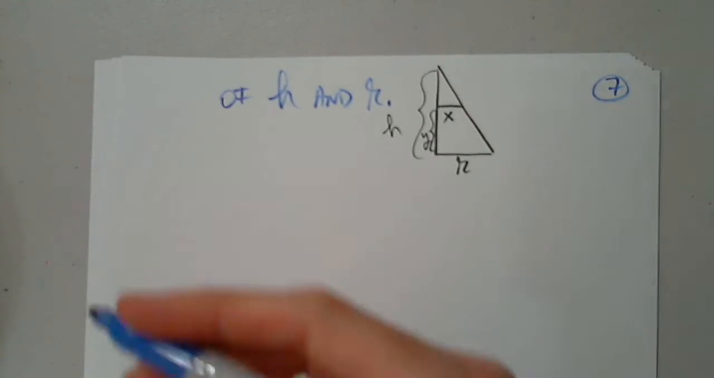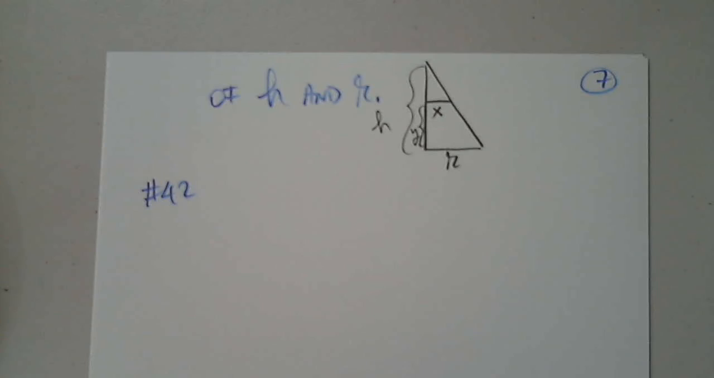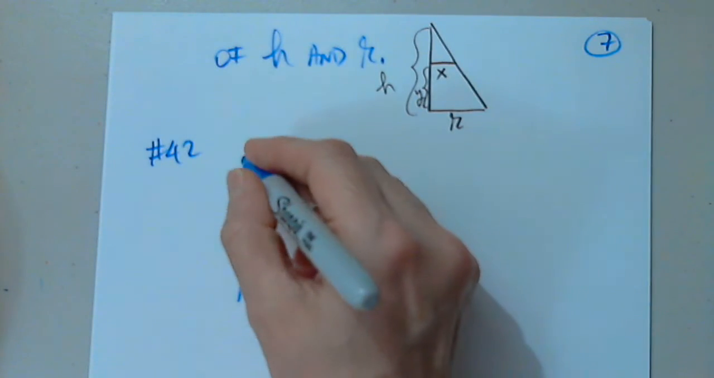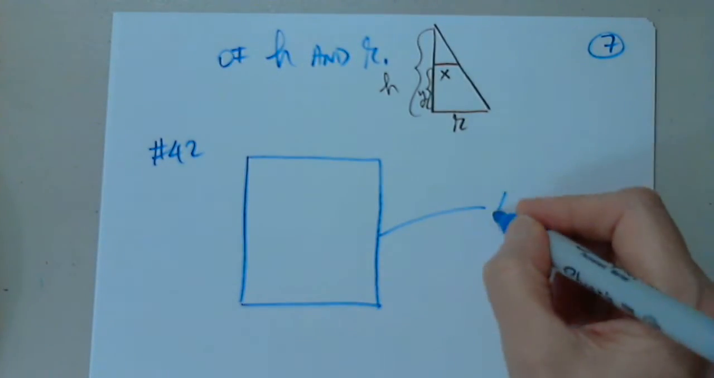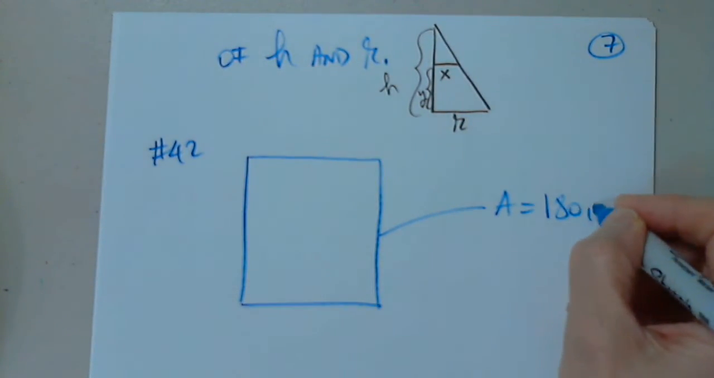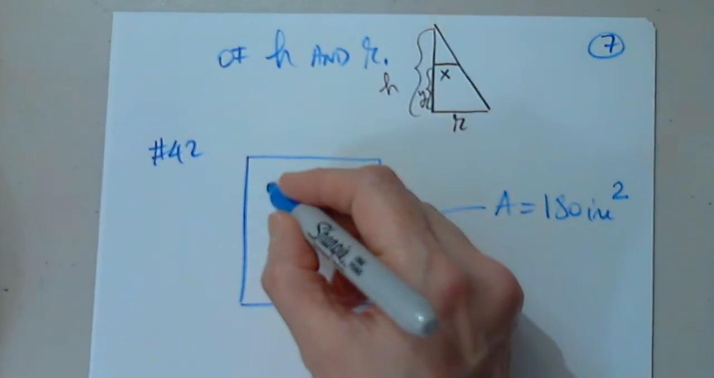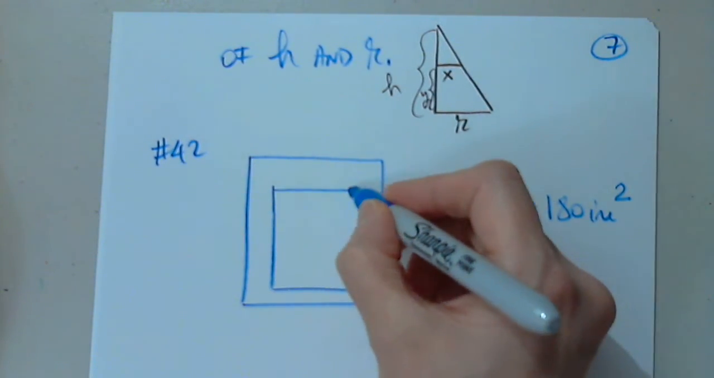Let's look at 42. So in 42, we have here the whole area, 180 square inches. Bottom and sides. Okay, so there is also a printed area.